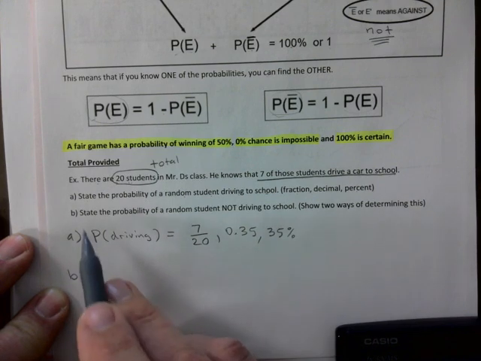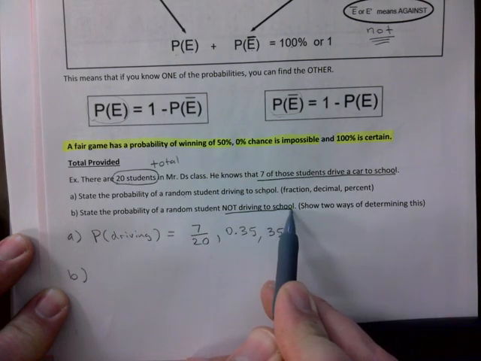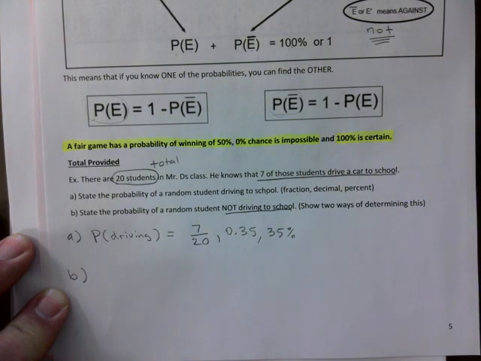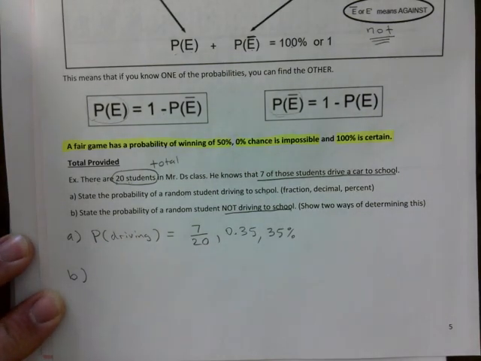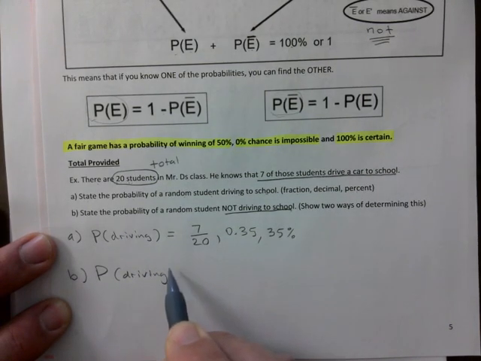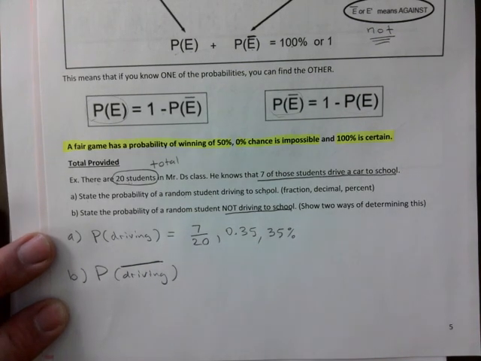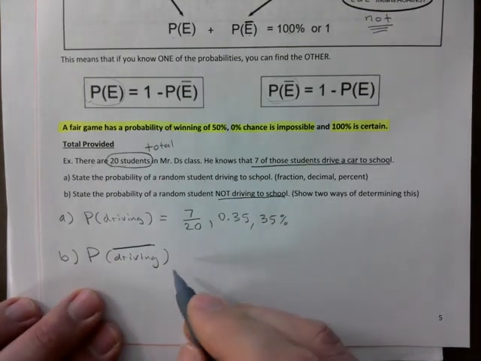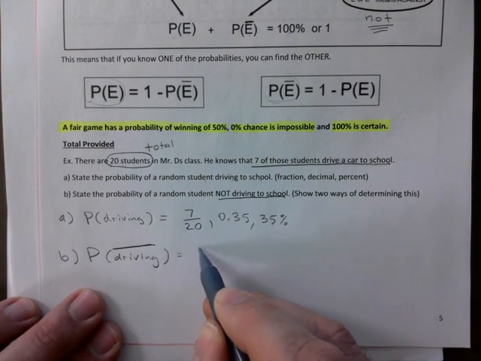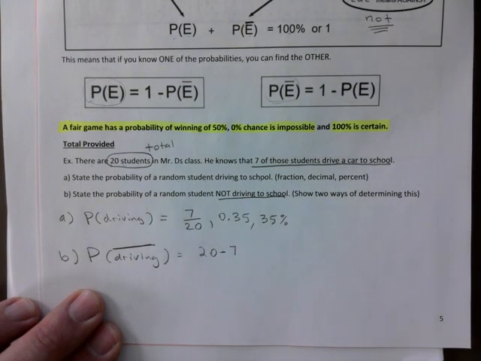B, what is it asking? Probability of a random student not driving to school. We all agree that it's 13, right? 13 do not drive if 7 drive. But watch what I'm going to do here when it's a not. P of driving, what am I going to do with that? I'm going to put a bar on top like that. Just fancy, right? This might be like, why are you going to do that, right? But trust me, this is the way to do a not.